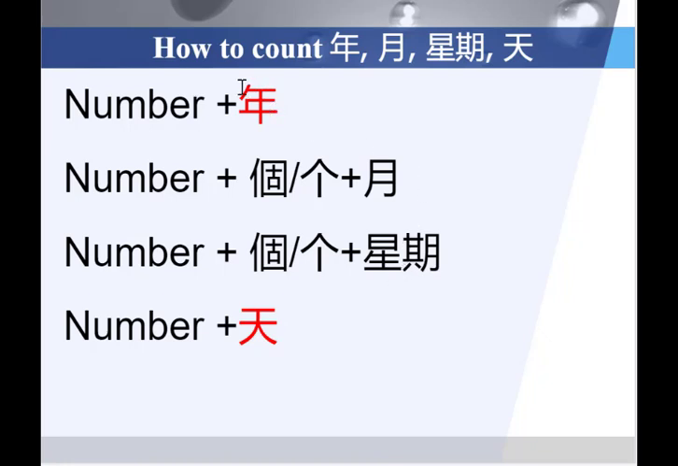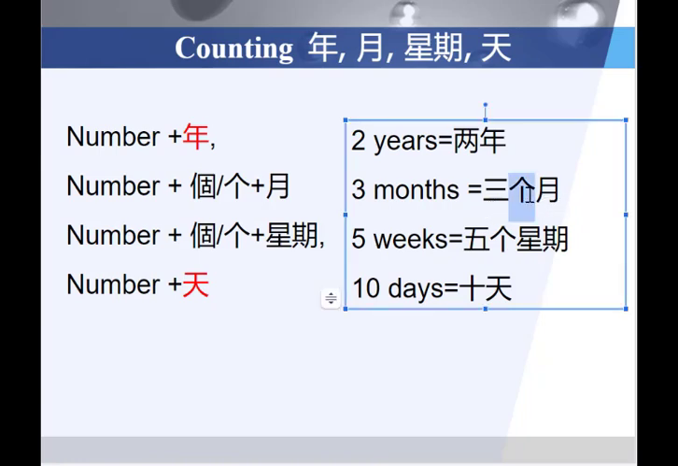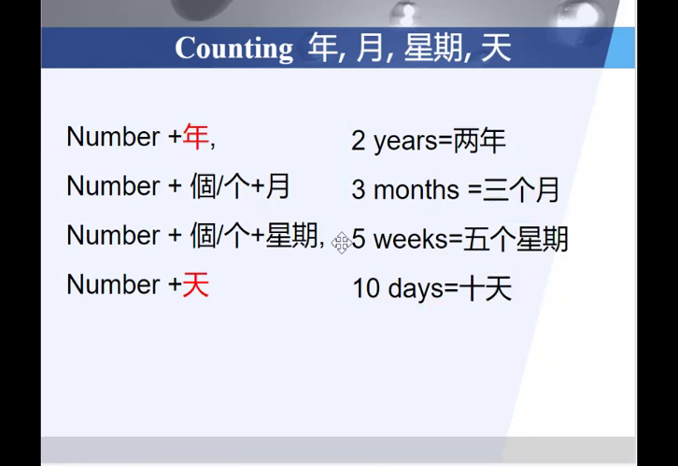So just remember that listing it from biggest to smallest, the biggest and the smallest units don't have an additional measure word, but the two in between need the measure word 个. Here I've just written out some examples. 2 years is 两年, 3 months is 三个月. Make sure you remember to use the 个. 5 weeks is 五个星期, and 10 days is 10天.